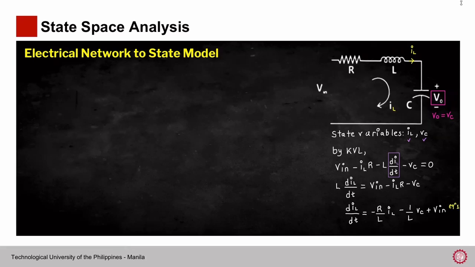Okay, so we already have the state variables I_L and V_C. We also have the derivative of I_L, the derivative of the first state variable. So where do we get now the derivative of the second state variable? Where do we get V_C? Remember the equation for the capacitor: the current in the capacitor is actually equal to C dV over dt. Correct? Right guys?